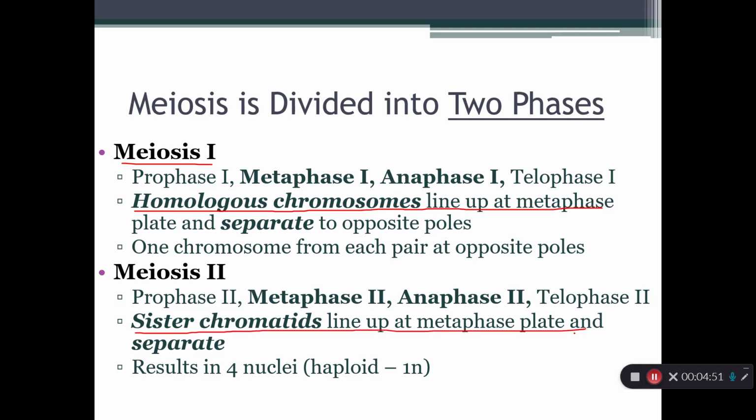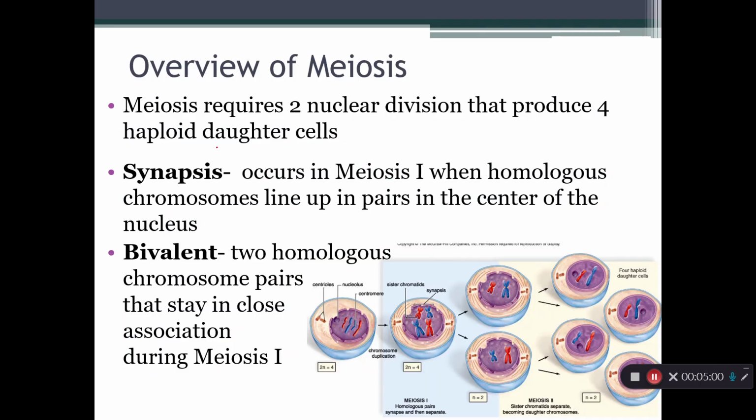So meiosis 2 is more like mitosis in a way, but don't think about that, but in a way, yes. Okay, meiosis requires 2 divisions and makes haploid daughter cells. 4 sperm or egg cells. 4 different cells, sperm or egg.